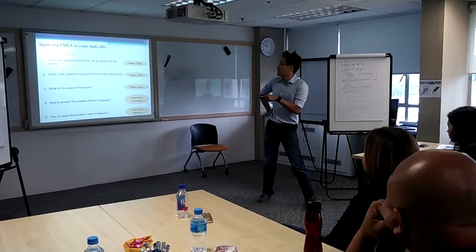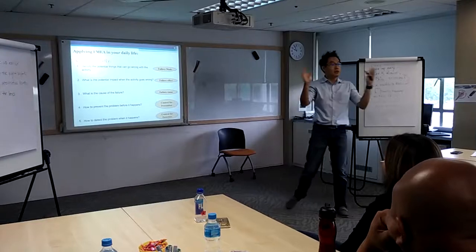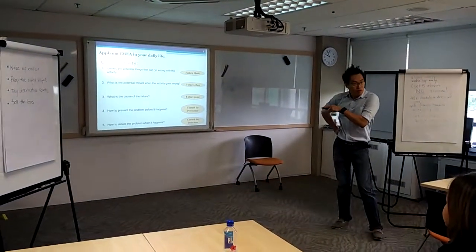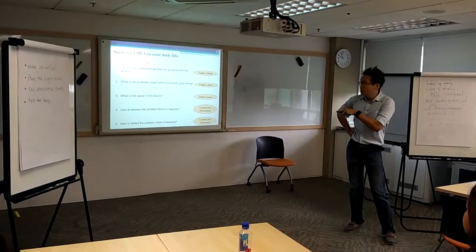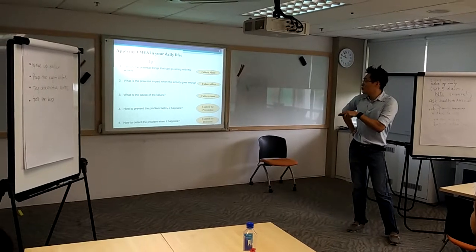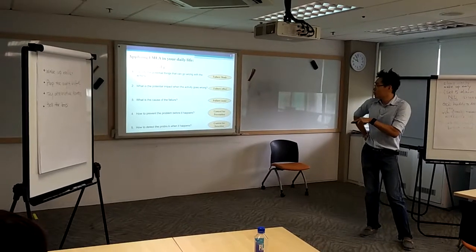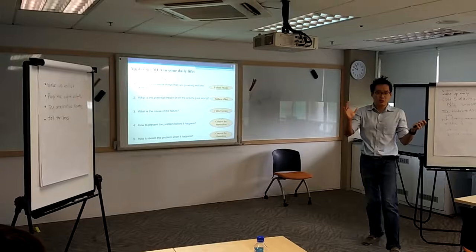So we have another group activity. In this group activity, you apply FMEA in your daily life, doing it very systematically. You will identify what will go wrong in your daily life. What is the potential impact when it goes wrong? What is the cause of the problem? That is your failure cause. How to prevent the problem before it happens? That is your prevention. And how to detect the problem after it happens? That is detection. Okay, it's a bit abstract, right?